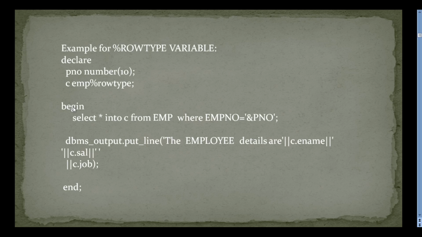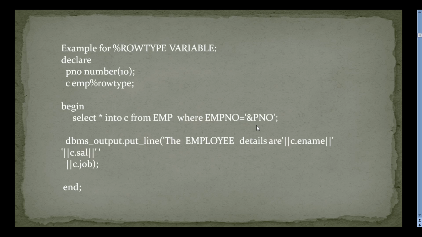Begin, select star into c. Is it a cursor variable? No, it's not a cursor. It's a row type variable or record type variable. It stores all the values in that particular record, all the column values from that record. That's why I write select star into c from EMP where empno equals ampersand PNO.